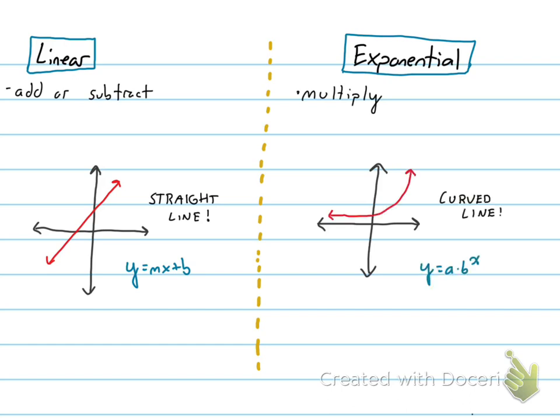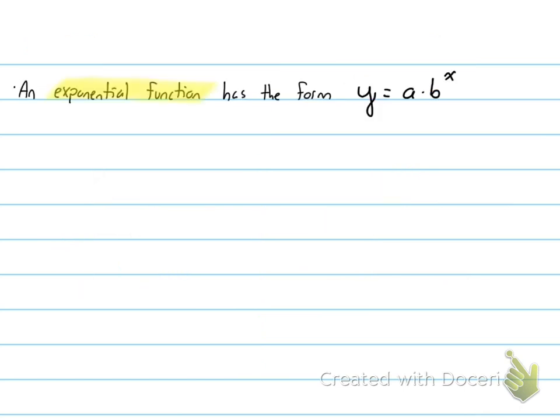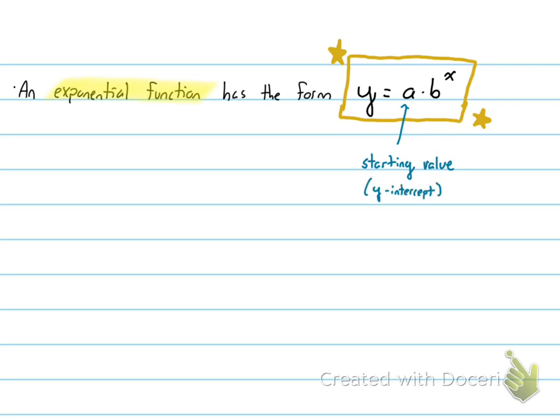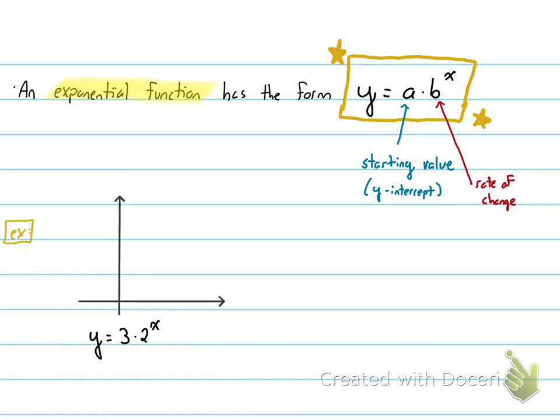And the format there is going to be y equals a times b to the x power. An exponential function, again, has that form, y equals a times b to the x power. I would definitely make sure that you know that, similar to slope-intercept form. A is going to represent our starting value, or our y-intercept, and then b is going to represent our rate of change. So for example, let's say we have y equals 3 times 2 to the x power.